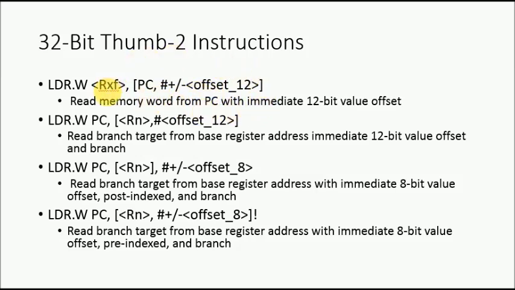LDR.W PC comma RN comma hash offset 12-bit. So here the 12-bit offset will be added to the register RN. So the base address is available in the register RN, and whatever physical address we have calculated, from that physical address the data will be transferred to the program counter. So basically this instruction is going to change the control, that is, we have to change the control of the program. So in that case we have to use LDR.W PC comma RN comma hash offset 12-bit. Now similarly we have the 8-bit offset, and then also we have the pre-indexed offset.